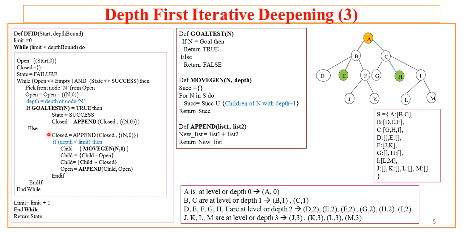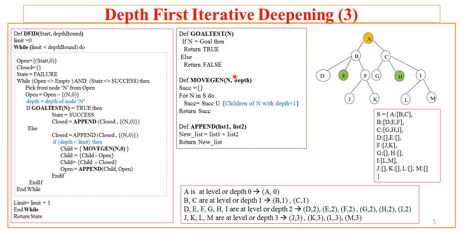If the condition fails, it gets into the else part. It appends the current node to the closed. Now at this point, it checks whether the depth of the current node is less than the limit. And what is limit? Initially it is 0. Assume that depth of the current node is also 0, so if this condition fails, it will not get into this. Assume if depth is less than limit, then only it will call moveGen and provide the current node and its depth to moveGen.